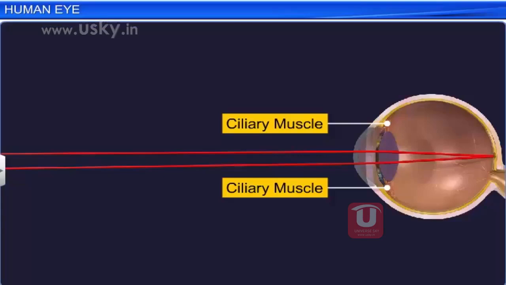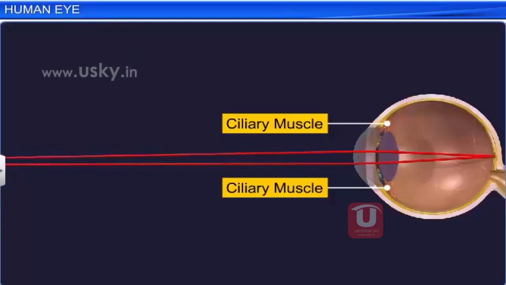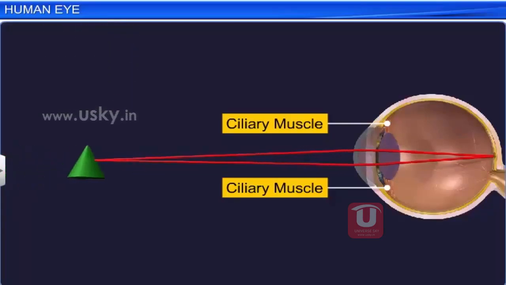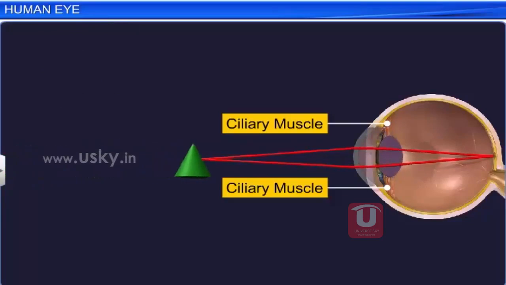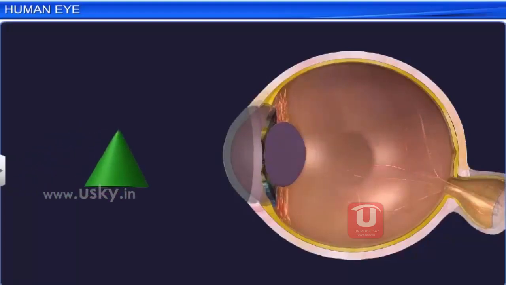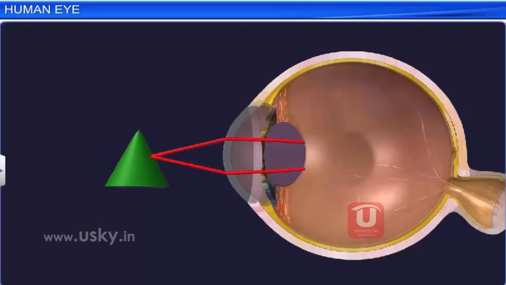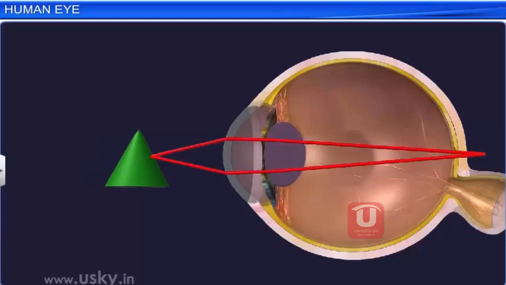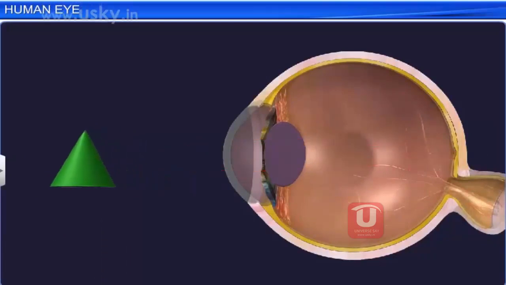When the object is close to the eye, the tension in the ciliary muscles increases and the lens becomes more bulged with reduced radii of curvature. The reduction in the radii of curvature of the crystalline lens reduces its focal length also. But the focal length of the crystalline lens cannot be reduced beyond a limit. Hence, there is a limit for the closest distance for which the lens can focus light on the retina.